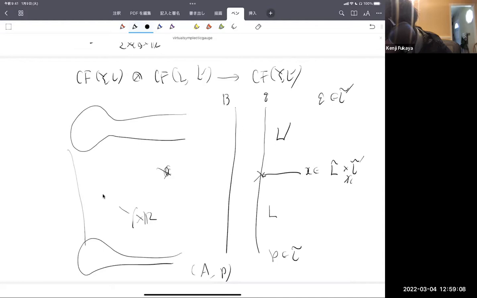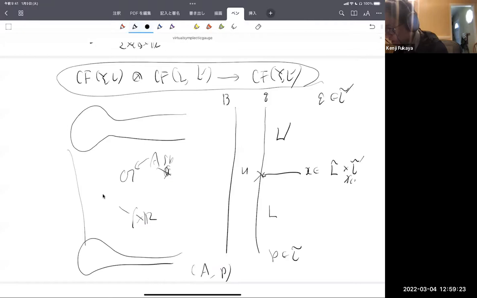So you consider the pair of this ASD, and this U is a holomorphic curve whose boundary condition is given by this, and you assume this matching condition, and you count it and you get this map. And you have many in both sides, then the definition is quite similar. So this is the definition of the Floer bimodule structure.